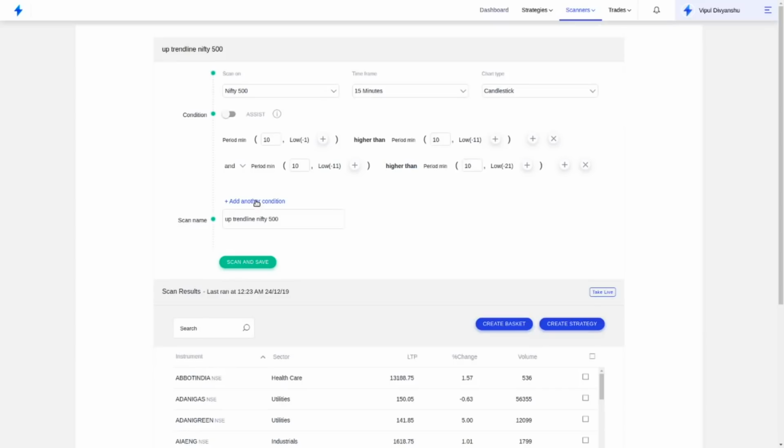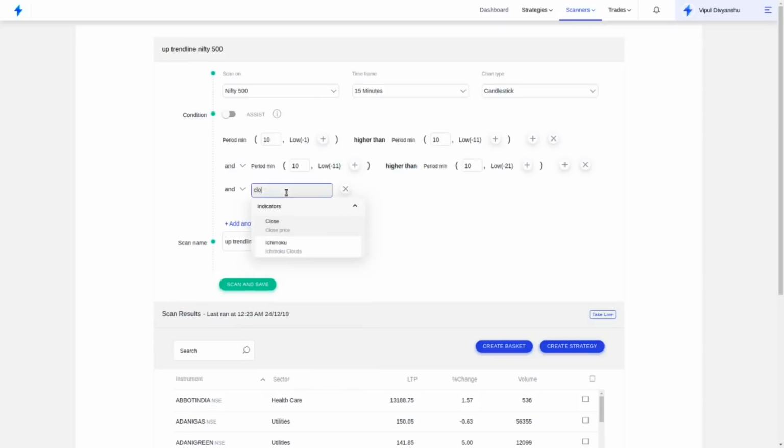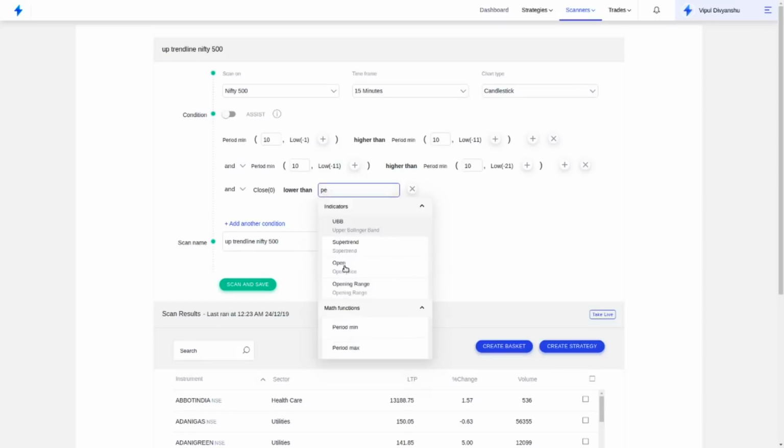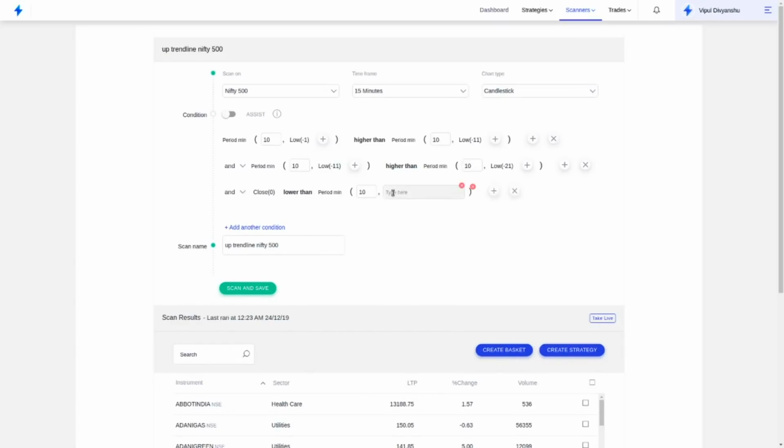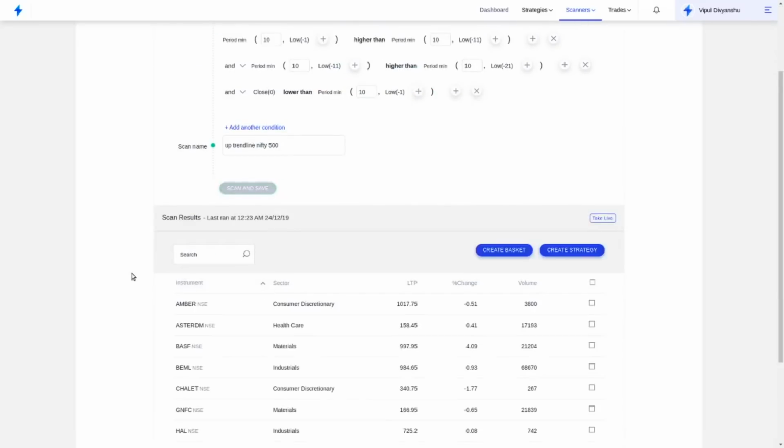To modify this, only one line needs to be added to the same scanner. You just have to say the current close, the latest candle's close, or the current price is lower than the period min low of -1. Because we are saying that whatever the lowest low has been formed in the last 10 candles, the current close price has broken that. So let's scan and see if any stock comes.